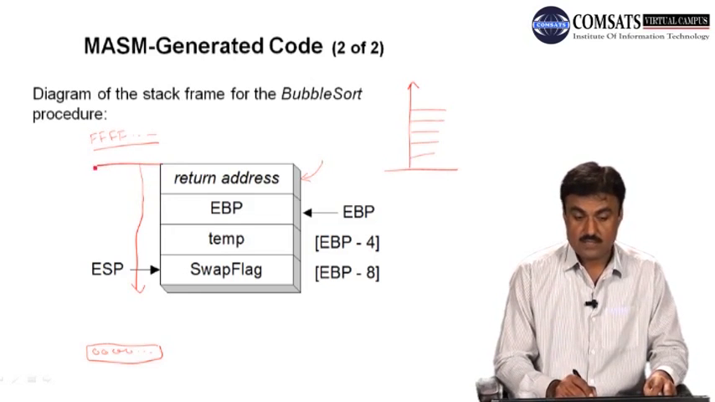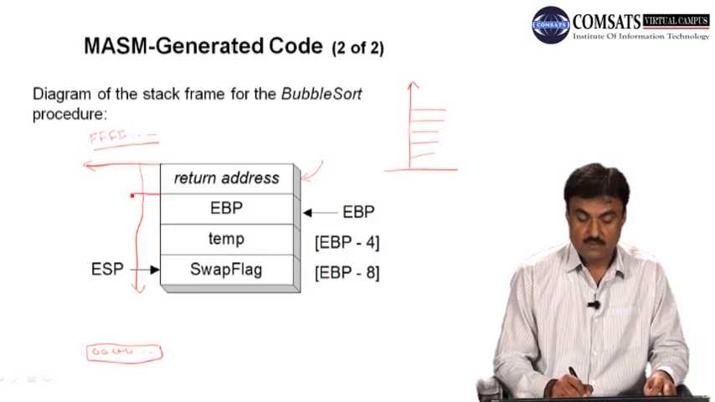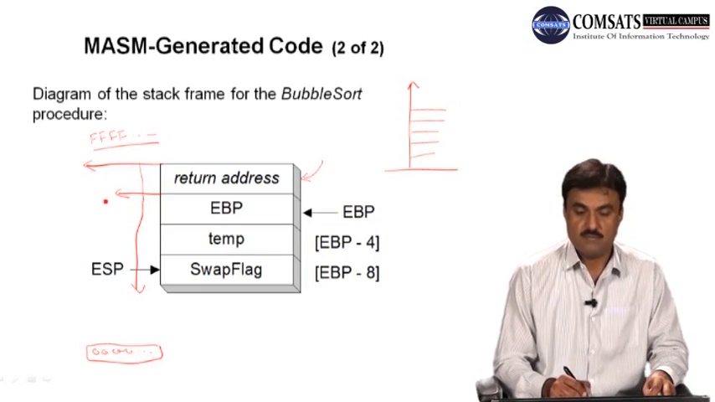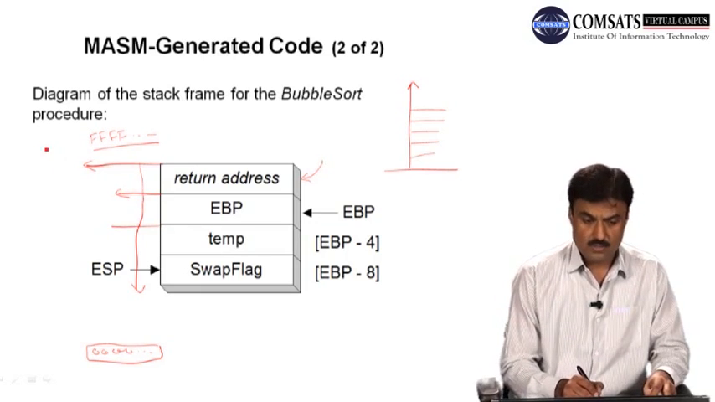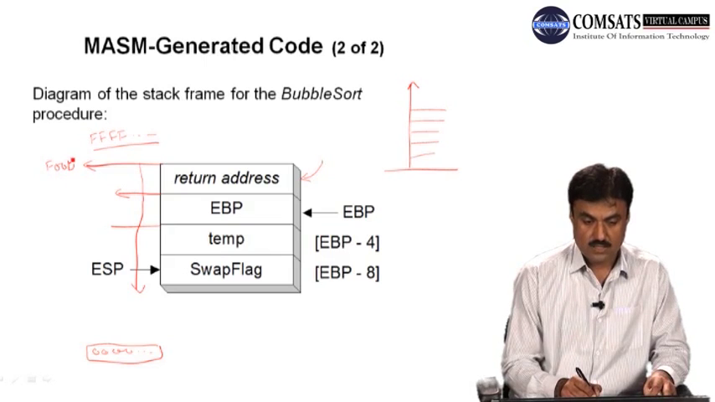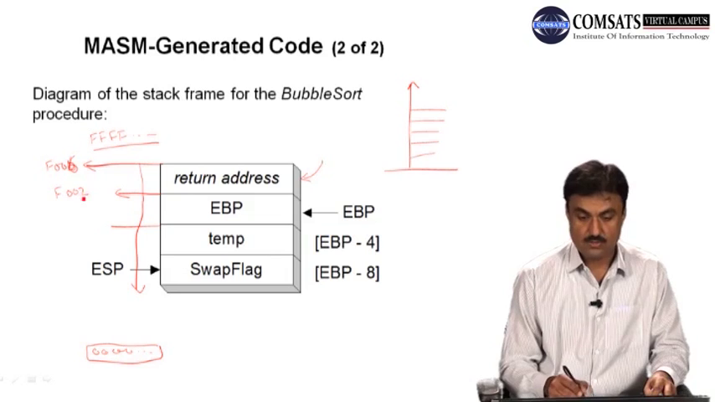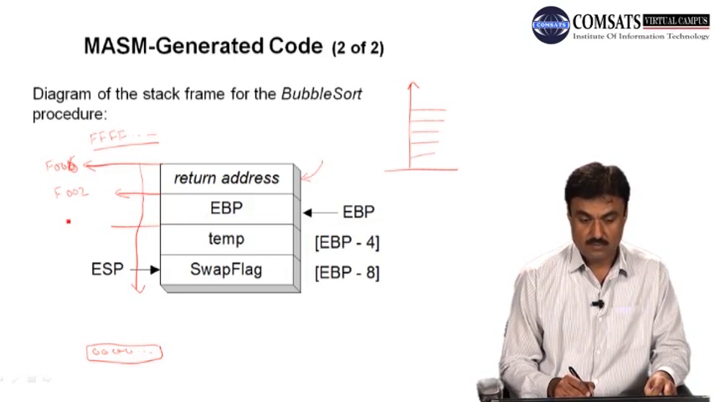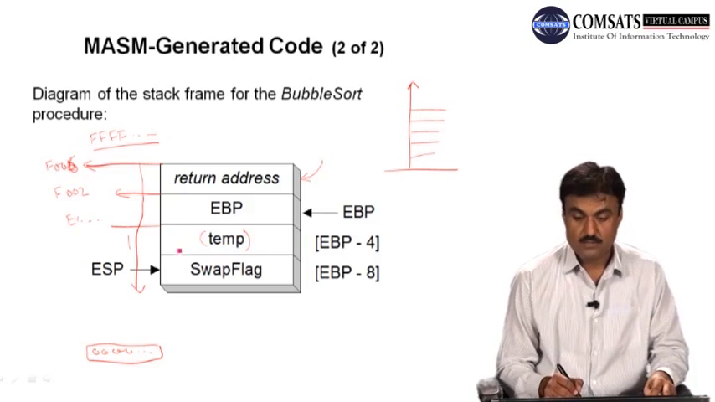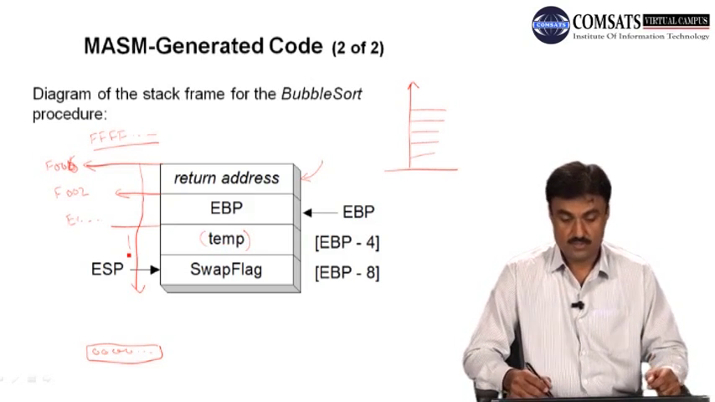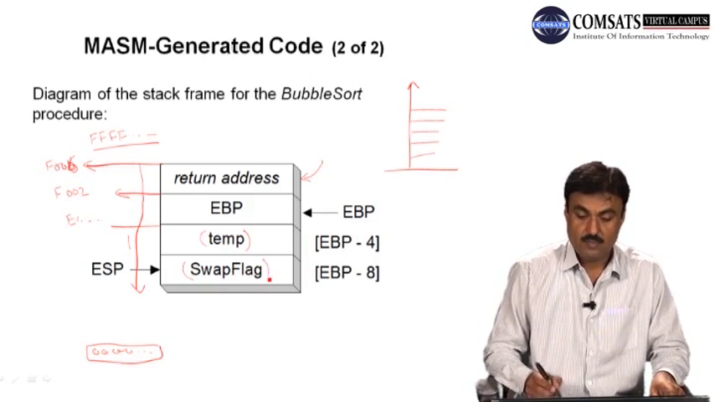For example, if our stack starts from here, then the return address will be stored, and then the stack pointer will be decremented. For example, the address is F006, so the return address is 4 bytes, then it will be F002 and so on. Then there is EBP, and then the temporary storage, the TEMP local variable, will be stored, and then the swap flag will be stored.